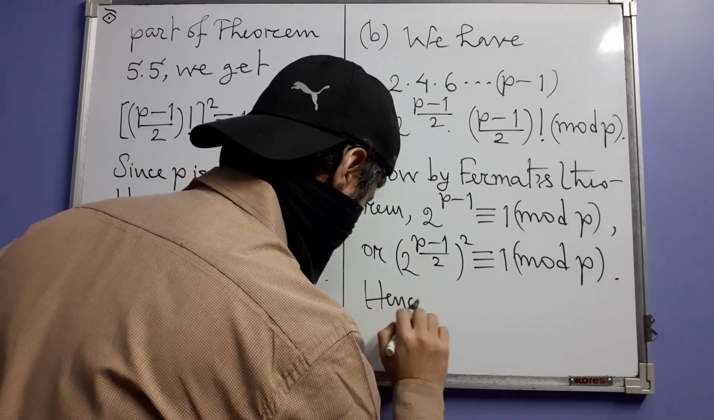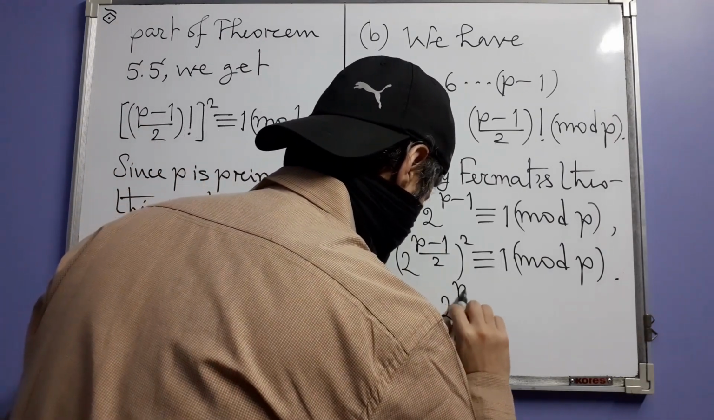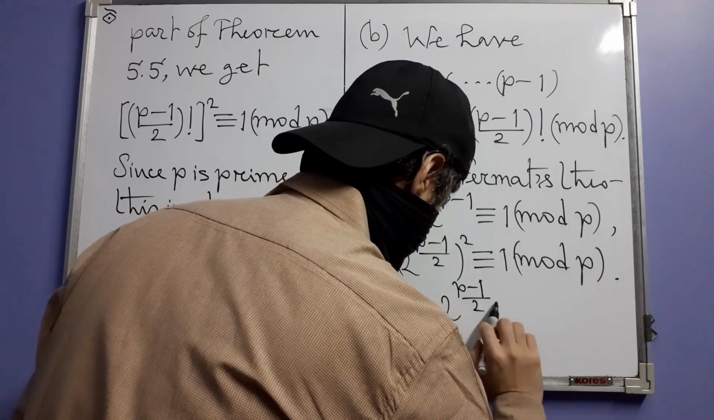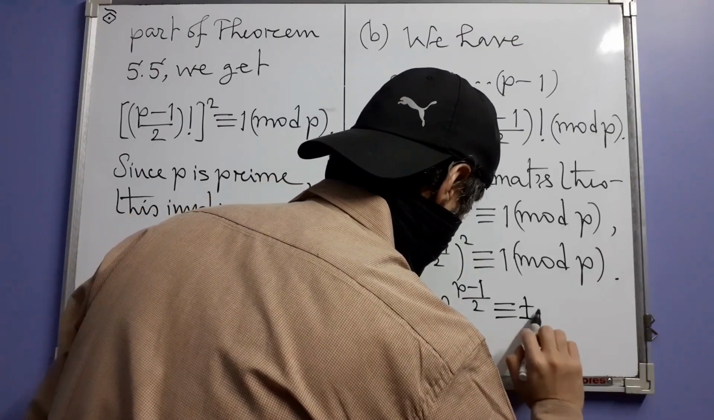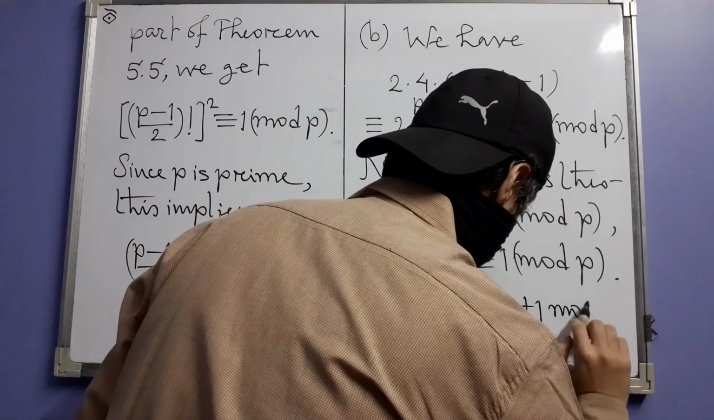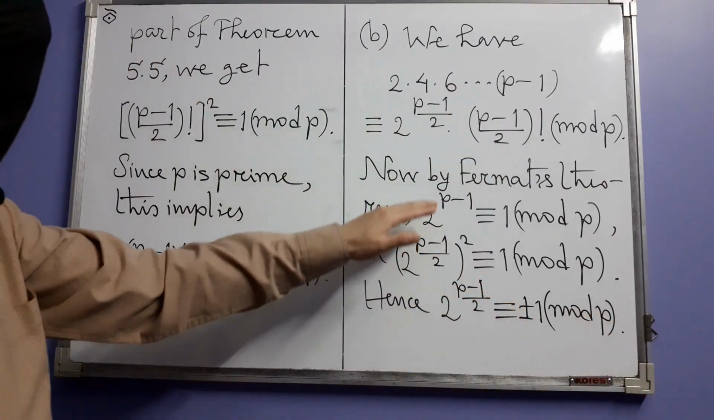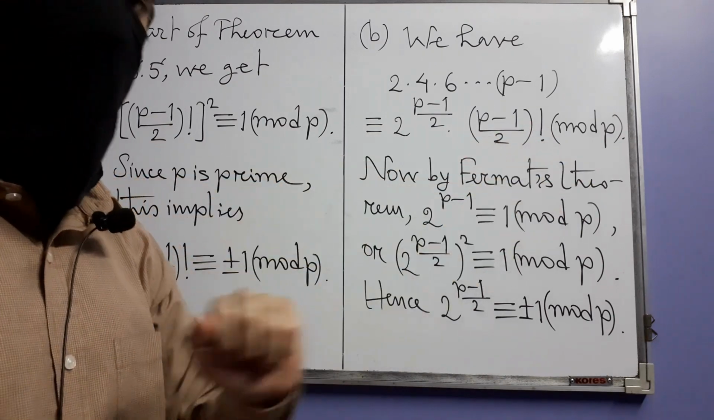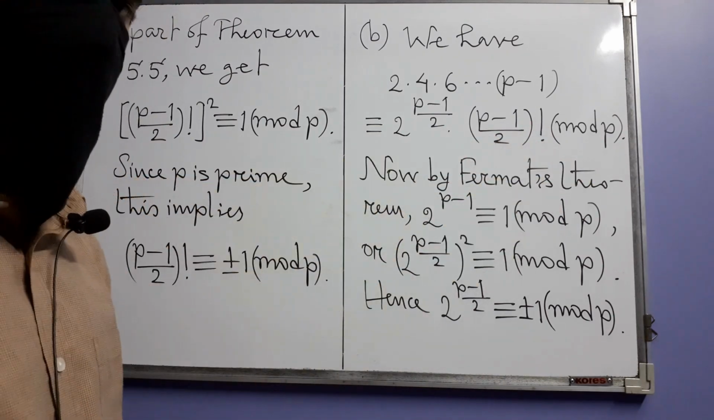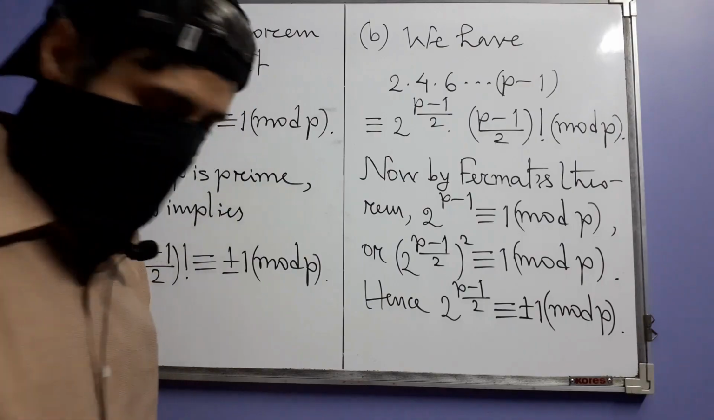Hence, 2 to the power p minus 1 divided by 2 is congruent to plus or minus 1 modulo p. So now you know that just like this one is congruent to plus or minus 1 modulo p, so is this one. So we can now use that fact.